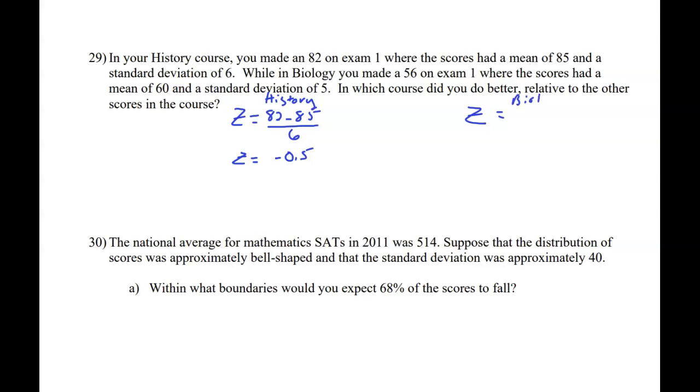For biology, you made a 56, where the mean was a 60, and the standard deviation was a 5. So your z-score was a negative 0.8. So you actually did better in history than you did in biology. This was the exact same as number 28, just calculating the z-scores and comparing.